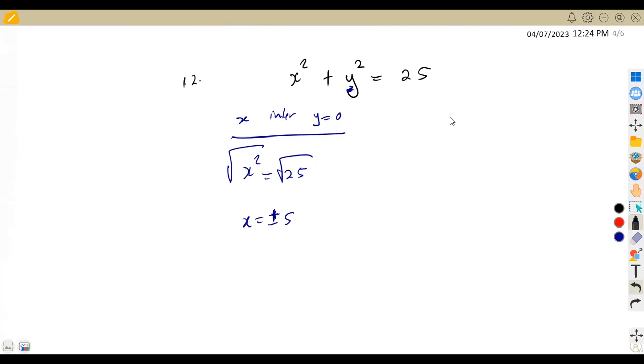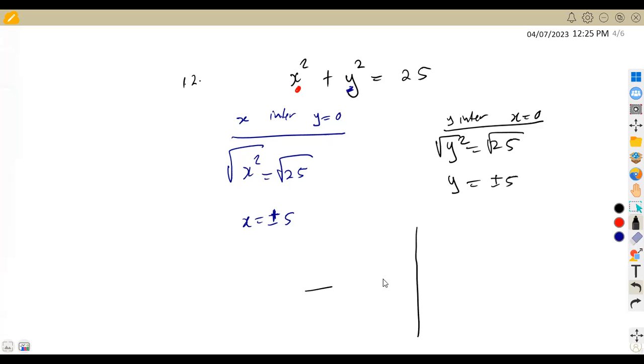If we are to find the y-intercepts where x is equal to 0, we are going to see that this time our x is a 0. So we're going to have y squared equal to 25. So y squared is going to be equal to 25. Finding the square root of both sides, the number 25, we are going to obtain plus or minus 5. So as you can see, x is at plus or minus 5. Y is at plus or minus 5. So that's actually a circle that you're having.